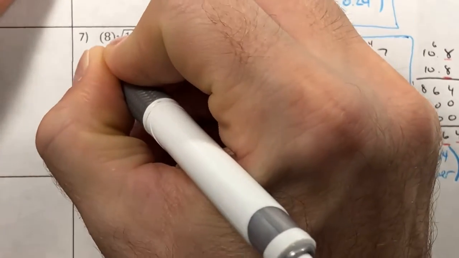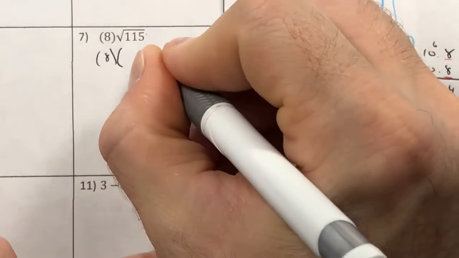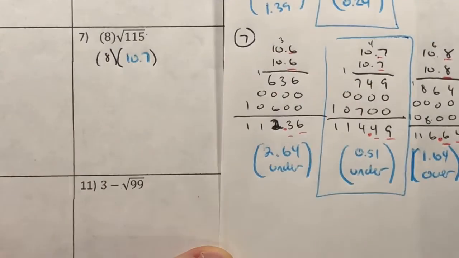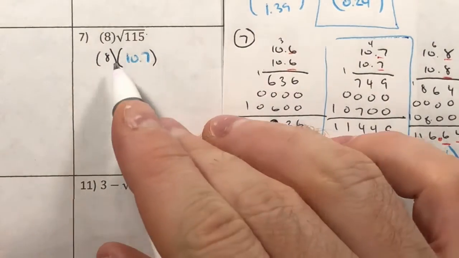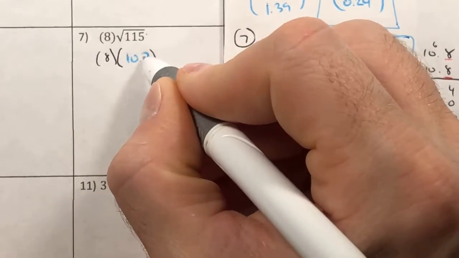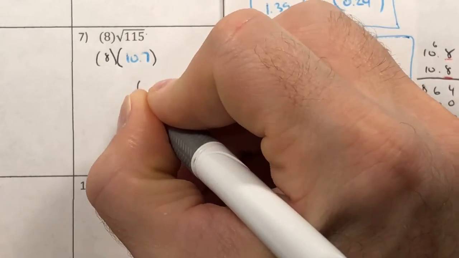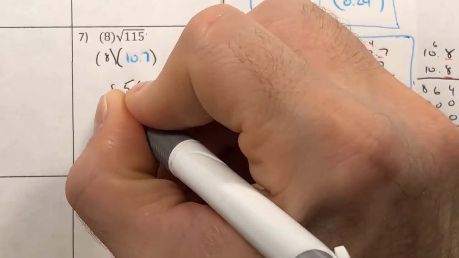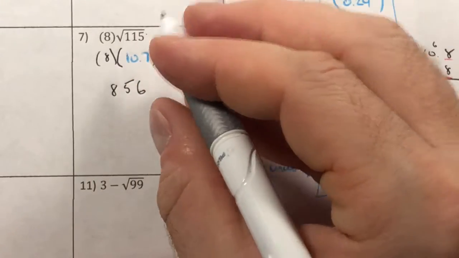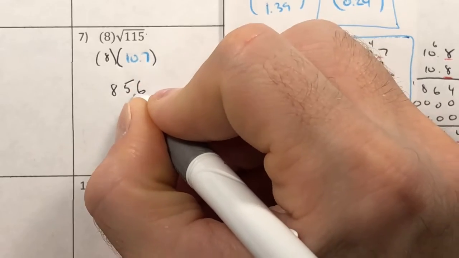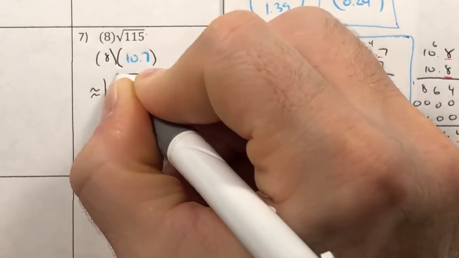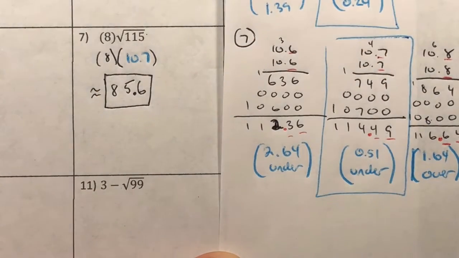that this is going to be 8 times the best estimate that I have, which is going to be 10.7. And so if I multiply those two, let's see, 7 times 8 is 56. Carry the 5, 0 plus 5, 8. Carry my decimal. I had 1 decimal in the original, so I have 1 decimal in my answer. And it's going to be approximately equal to 85.6. There we go.